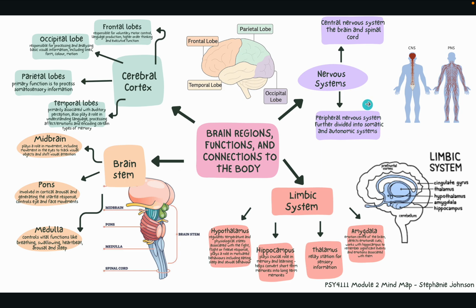And finally, we have the nervous systems. Our central nervous system is our brain and spinal cord, and our peripheral nervous system is all the other nerves that lead to the brain and the messages to the brain. And this is further divided into somatic and autonomic systems.